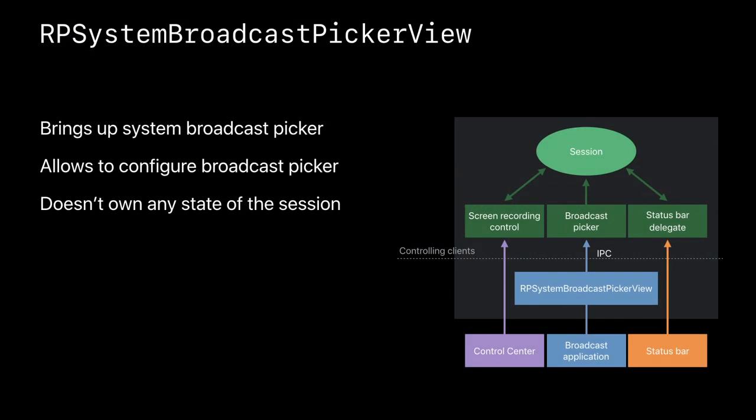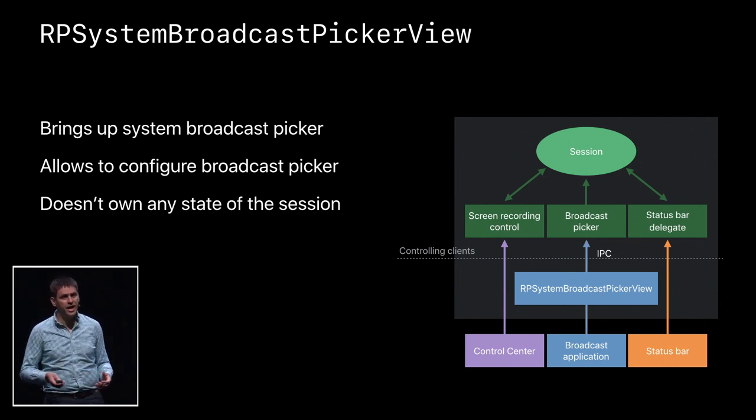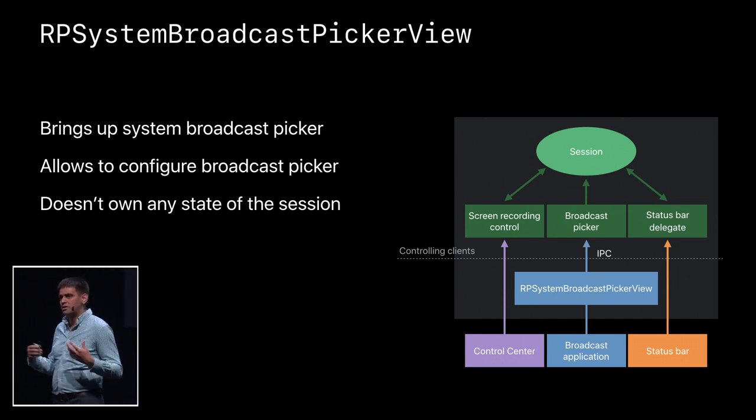So here's that diagram, and I just want to emphasize the point about the picker view that you create in your app. That view is just a shortcut that brings up the system UI of the broadcast picker, the same UI that you can access using the Control Center. The picker itself belongs to the system, and your application does not own any part of the broadcast state, and also cannot start or stop the system broadcast programmatically.